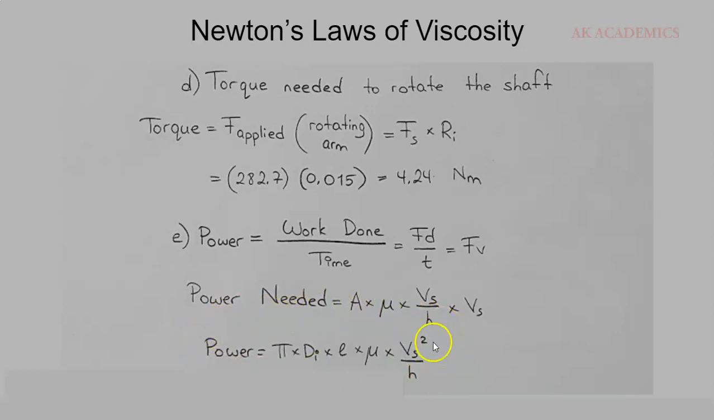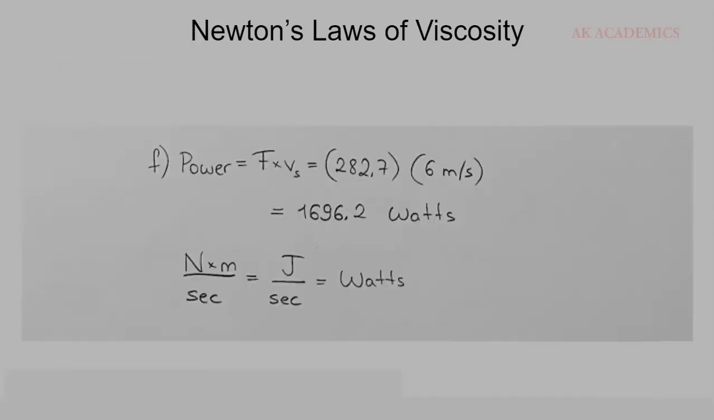And with all of this, everything becomes easy. We know H, we know mu, we know our viscosity, we know the length, we know the diameter, we know our pi, it's a constant, and then we know our Vs because we calculated the Vs. If we put all of those in here, we can easily find the value of the power, and that gives us about 1696.2 watts. When you put all of those values in there, you obtain 1696.2 watts.